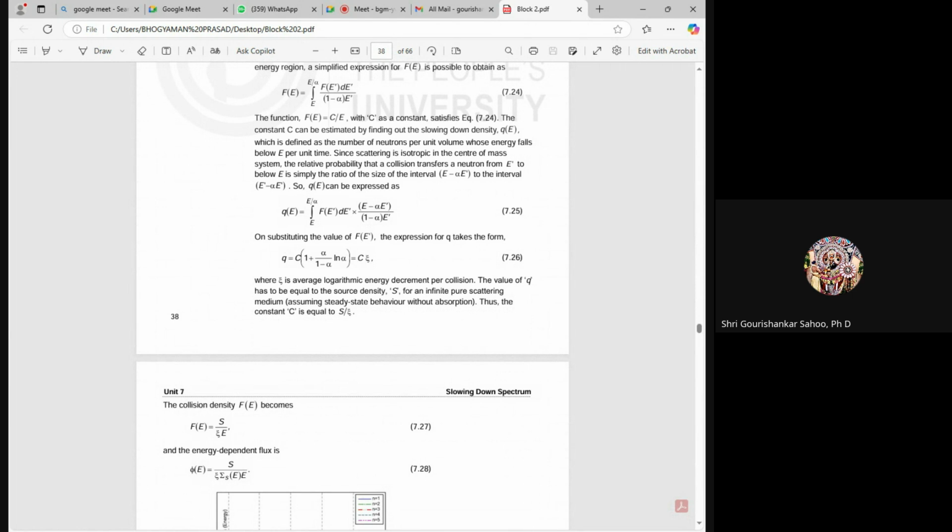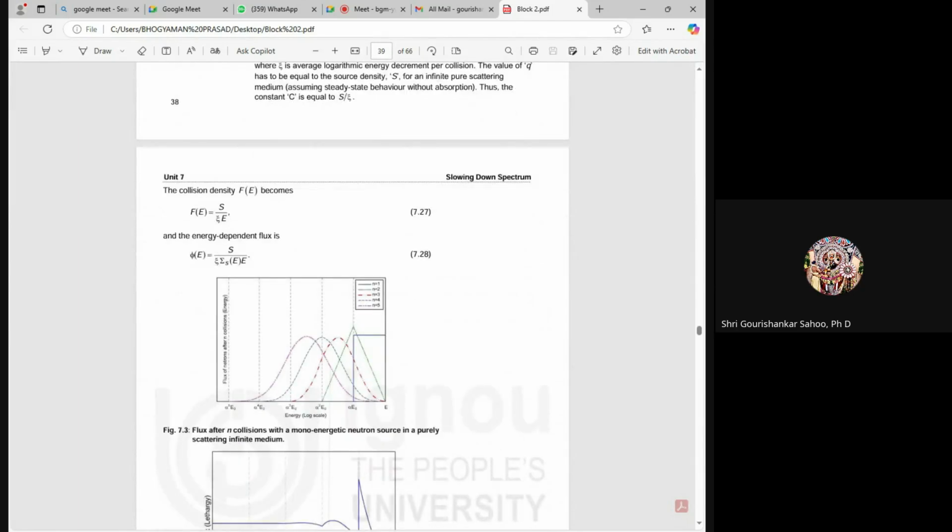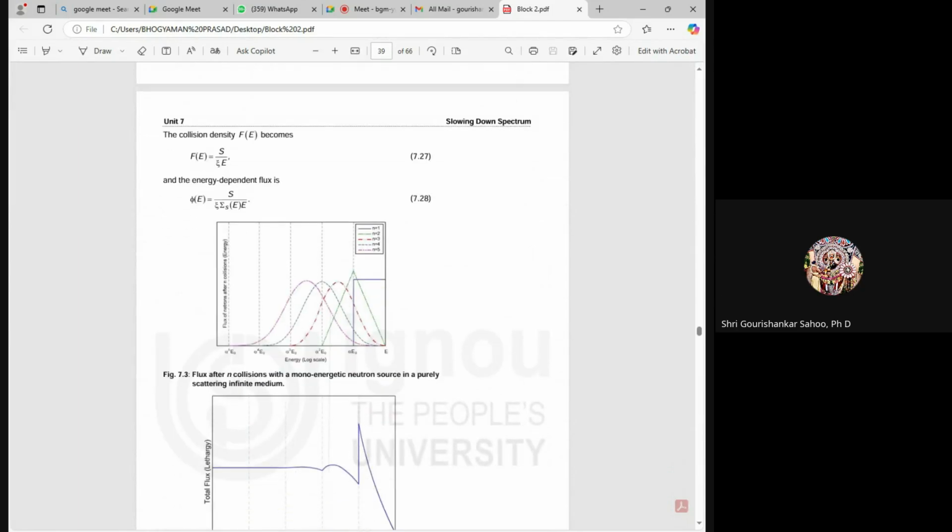The value of Q has to be equal to the source density S for an infinite pure scattering medium, assuming steady state behavior without absorption. Thus the constant C is equal to S by xi, where S is the source density and xi is the average logarithmic energy decrement per collision. So the collision density F you can write as S by xi.